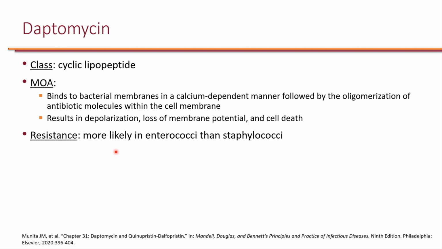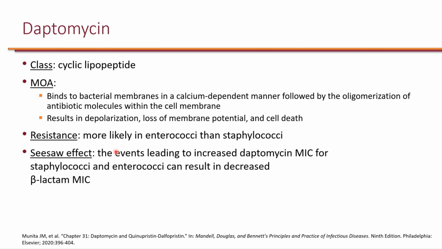And when it comes to resistance, it's more likely to be encountered in enterococci than staphylococci. So, for the most part, MRSA is susceptible to daptomycin. It's really hard to find MRSA that would be non-susceptible to daptomycin. It's more common to find enterococci that might be non-susceptible to daptomycin.